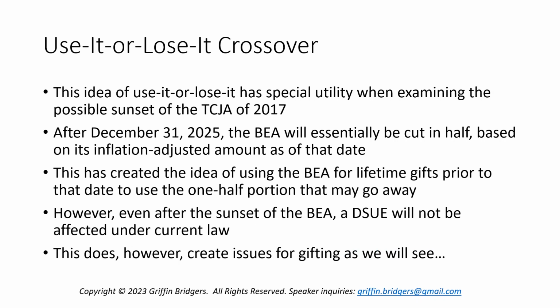So effectively, after December 31 of 2025, the BEA will be cut in half. And that reduction will be based on whatever the inflation-adjusted amount of the BEA is as of that date. Now remember, as I mentioned, the BEA continues to be adjusted for inflation, but the DSUI, the deceased spousal unused exclusion, is not. So ultimately, there's this idea the last several years under the planning landscape, especially after those anti-clawback regulations I mentioned, that you could perhaps use the BEA for lifetime gifts prior to December 31 of 2025, or on that date even, to use the one-half portion that might ultimately go away.